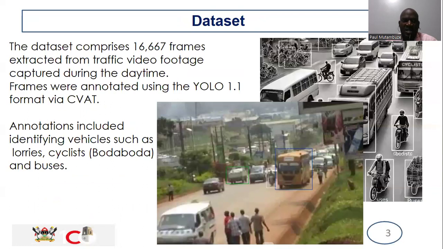The data set that we have comprises over 16,000 frames that we generated and extracted from video footage captured during the daytime. We annotated using YOLO version 1.1 and formatted it via CVAT. The annotations included identifying the vehicles, such as the lorries, the cyclists, or the boda bodas, and of course the buses.